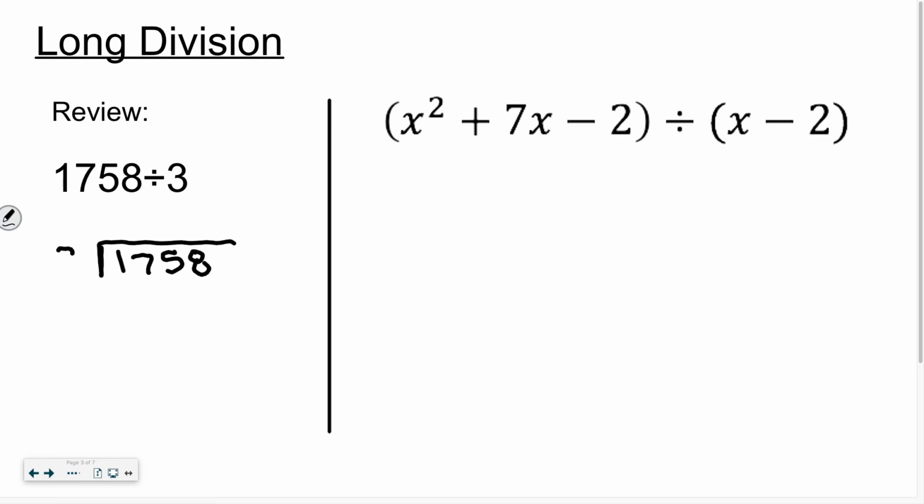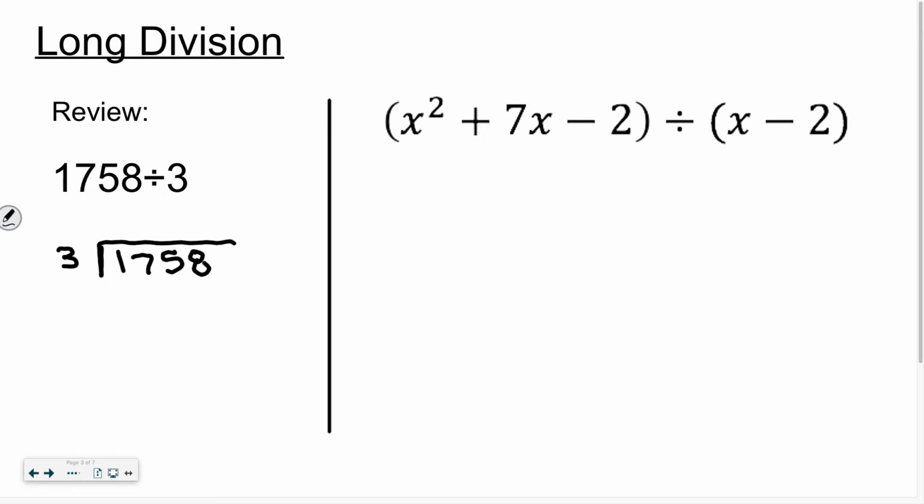And then you put 3 on the outside, the divisor. So this is called your dividend, the thing you're dividing. And the divisor is the thing you're dividing by. What sorts of things do you have to ask yourself when you want to start dividing 1,758 divided by 3?